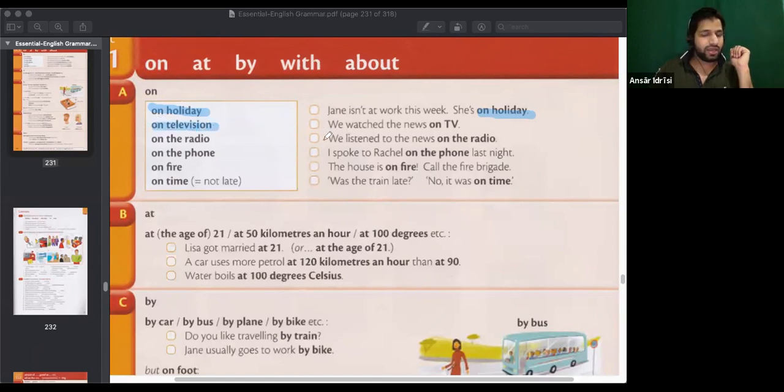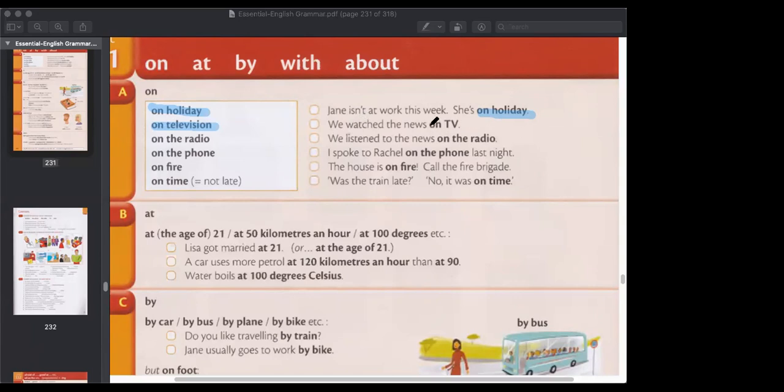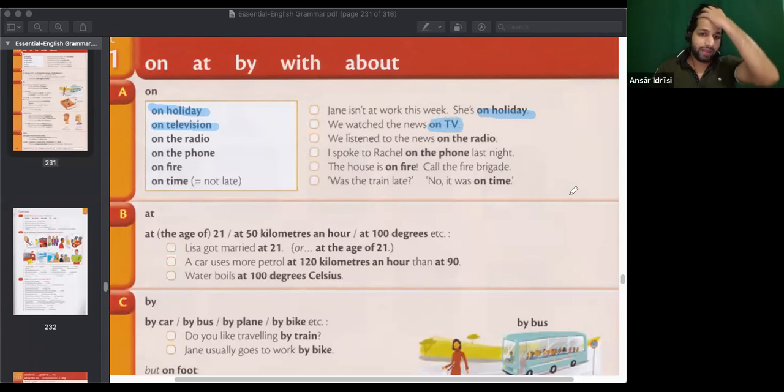Next one, on television. For example, we watched the news on the television. Television is not a place, so generally we are going to use on for that as well. I'm watching the drama on television. I'm watching the movie on television. We watch the news on the television.